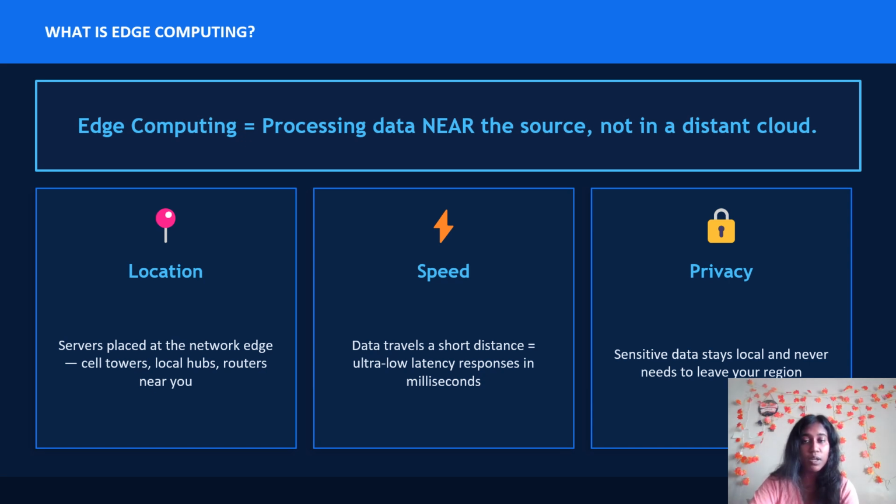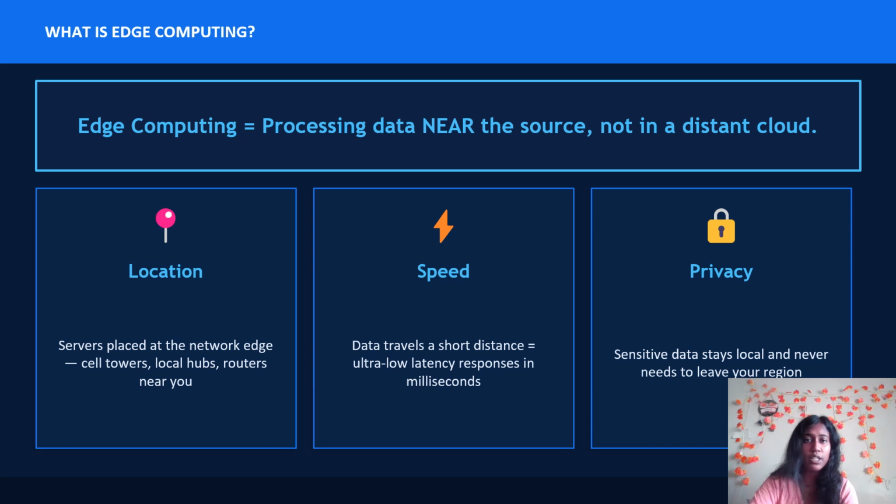And the last and the most important thing is privacy and security. Sensitive data stays local instead of being sent across networks. It reduces the exposure to data breaches and interception during transmission, and helps with regulatory compliance, for example, data residency laws. Edge computing is ideal for healthcare data, financial transactions, and smart home devices.